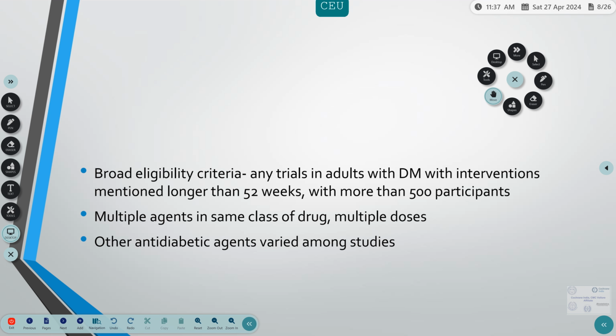Other things which they could not control were the other anti-diabetic agents which were used. So other than the study drug, they could not control the standard of care at the local level, in the different RCTs. So in the different RCTs taken, the standard of care was different. So other anti-diabetic agents used varied in their levels. So that will also cause a significant amount of heterogeneity in the outcomes.